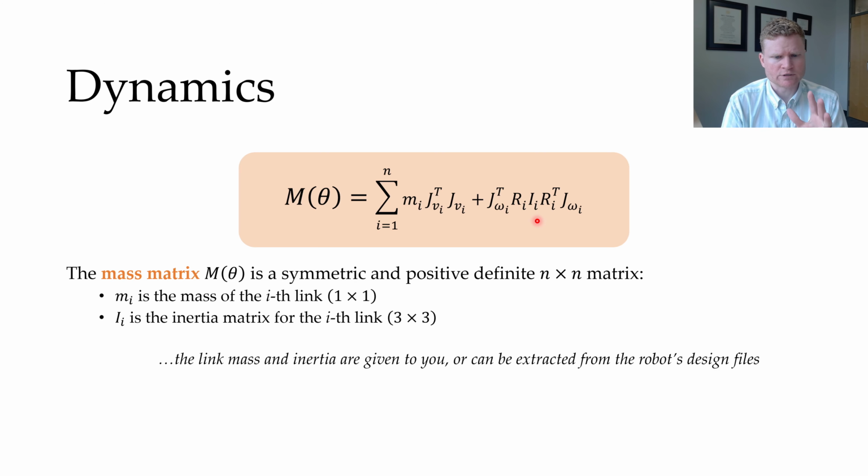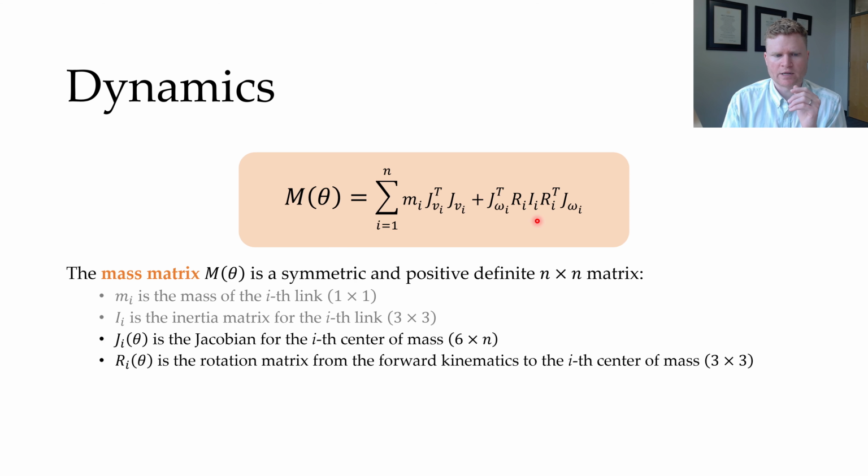So for this course, you can assume that the link mass and the link inertias are just given to you, or you can derive them from your robot's design files. Using something like CAD, you can see what these values are. The terms that we want to focus on include the Jacobian and the rotation matrix. So J_i, that's going to be the Jacobian for the ith center of mass. And R_i, that's going to be a rotation matrix from the forward kinematics to the ith center of mass.